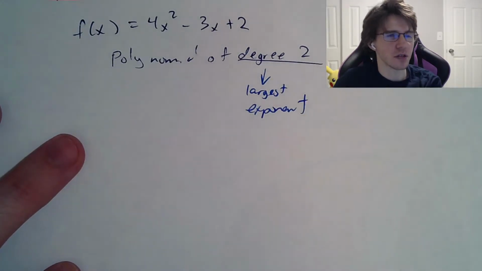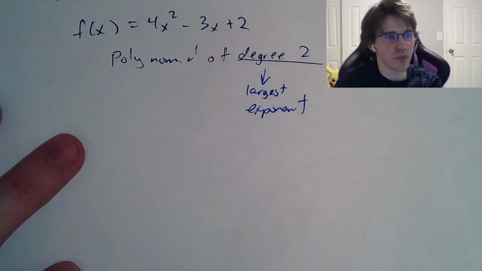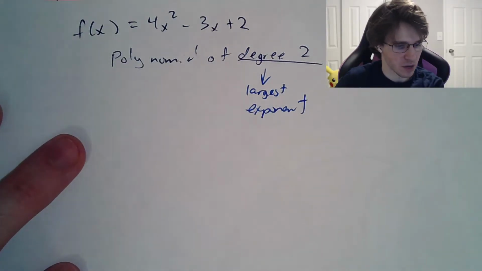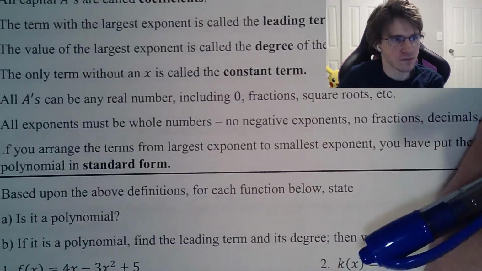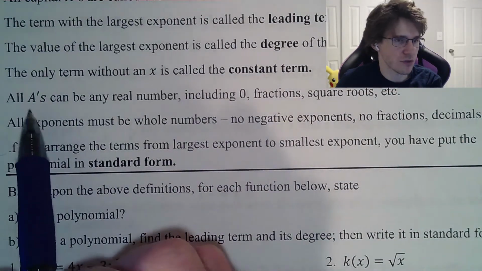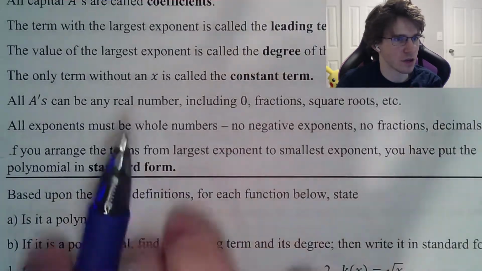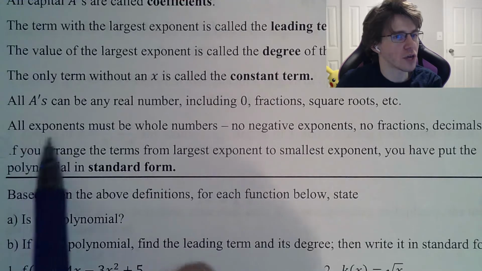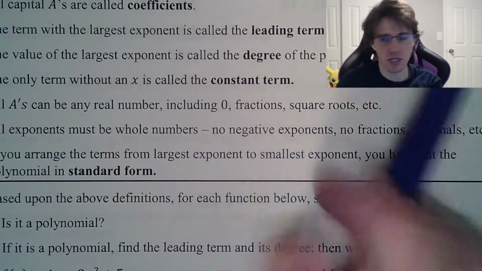However, how do we tell the difference between what is a polynomial and what is not a polynomial? So the biggest rules are a couple of them over here. I've written them all down over here. All the a's, which I've written in front, can be any real number, including zeros, fractions, square roots, etc. They can be anything they want. But all the exponents must be whole numbers. No negative exponents, no fractions, decimals, square roots, etc.